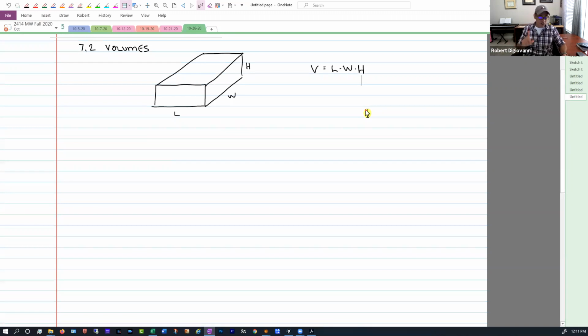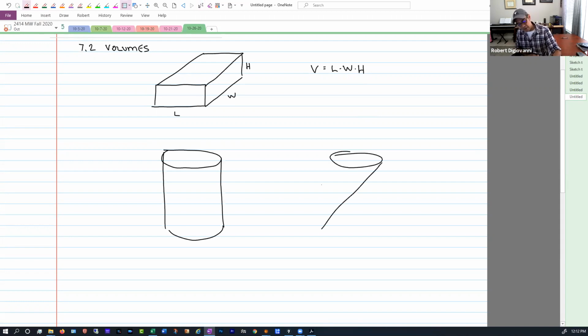Now, the next shape that we need to be aware of, the volume of, is a right cylinder, a soda can, a beer can, whatever you want it to be. Okay? If you have a right cylinder, when we say right, we mean 90 degrees. I'm saying that's different than a slanted can like that. That's not a right cylinder. A right cylinder is straight up.